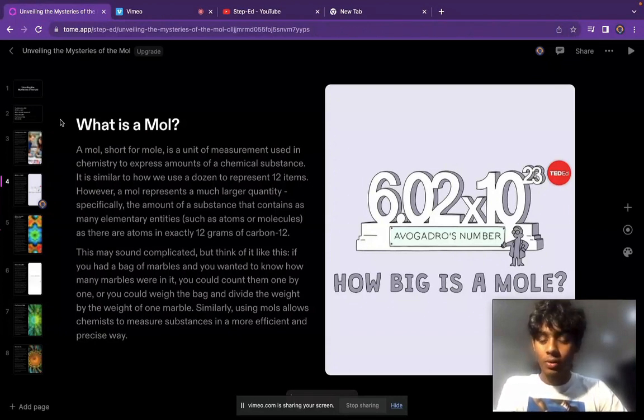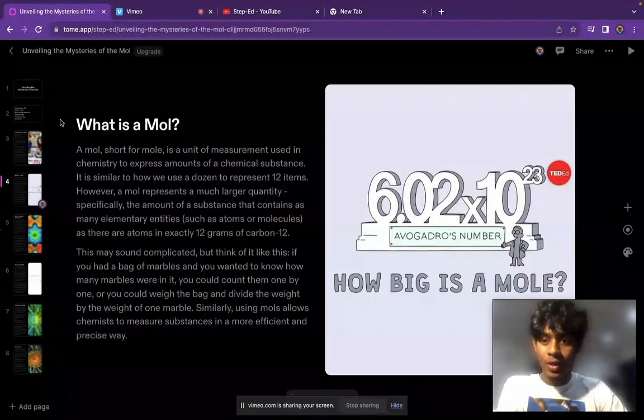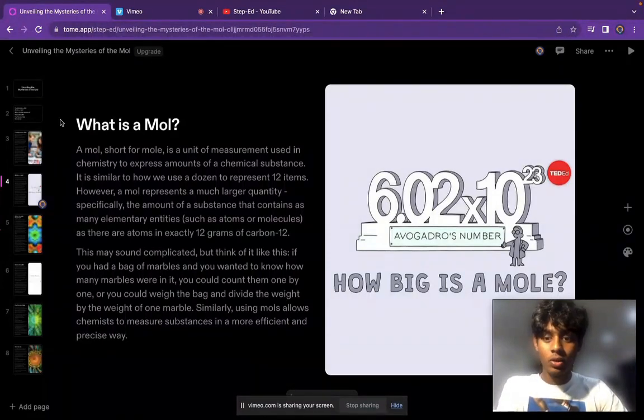This may sound complicated, but think of it like this. If you had a big bag of marbles and you wanted to know how many marbles were in it, you would count them one by one, or you could weigh the bag and divide the weight by the weight of one marble. Similarly, using moles allows chemists to measure substances in a more efficient and precise way.